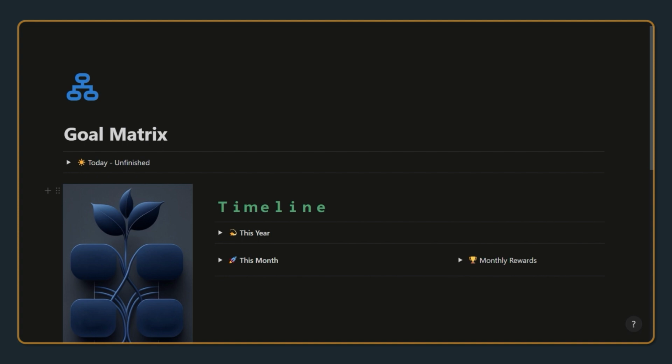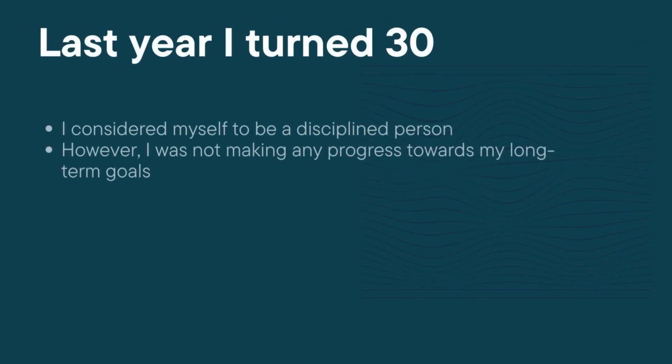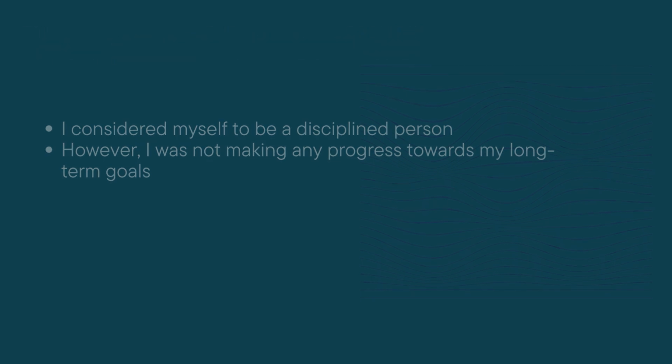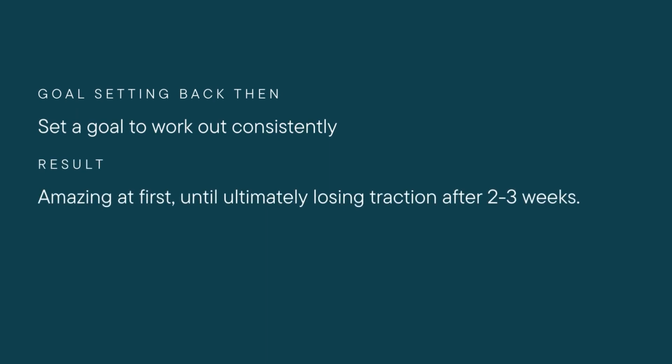So a little bit of history behind this goal matrix. Last year when I turned 30, I realized that although I considered myself a pretty disciplined person, I wasn't really making any progress towards any of my long-term goals. I would establish weekly tasks and knock them out just fine, but they weren't really connected to anything with deeper meaning. And additionally, I would start with a personal health initiative, like a workout routine, and I would just lose traction after a few weeks.